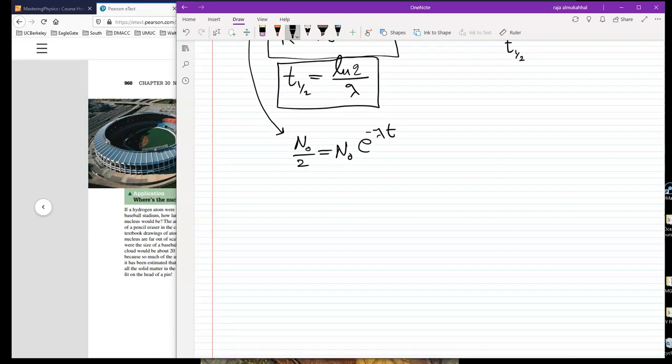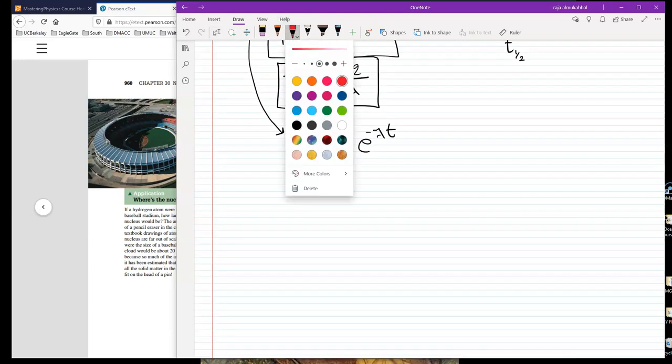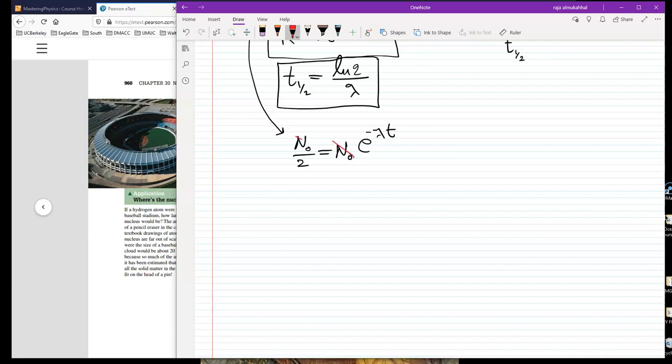Solve it, let me do a different color. Notice that the n naught cancel out. I end up with 1/2 equals e to the minus lambda t. Take natural log to both sides. That will give me that, right? And then I'm going to solve for t.